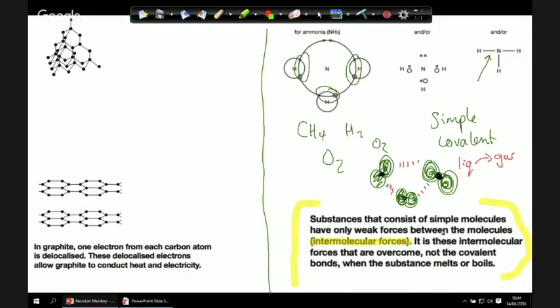Okay, so bear in mind that for higher paper, I'll just emphasize that down here, it is the intermolecular forces that are overcome and not the covalent bonds when these simple things melt or boil. So, for example, it could be liquid water turning into a gas. It's the intermolecular forces that are overcome, not the covalent bonds, because that would split the molecule.